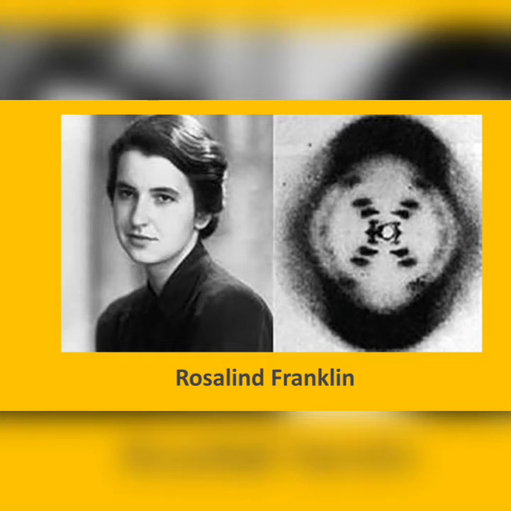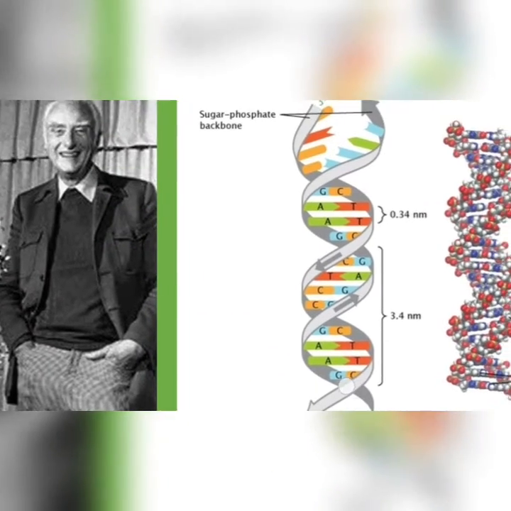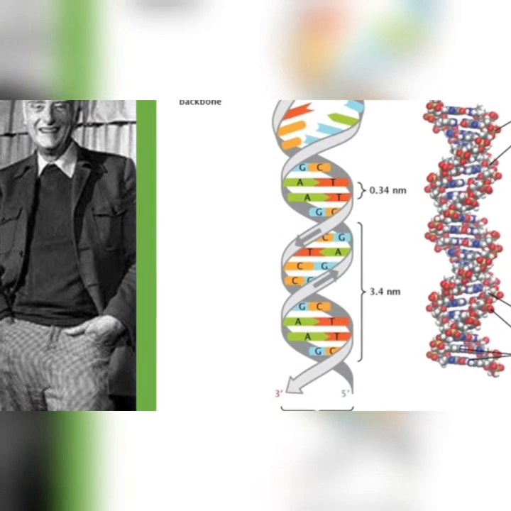Rosalind Franklin was a chemist, and she studied the structure of DNA. She discovered that the DNA molecule is double helix in structure, and after her discovery, later on, the two most important scientists who proposed the structure and model of DNA were Watson and Crick. Watson was an American biologist, and Francis Crick was an English physicist, and they discovered the DNA structure. This is the DNA model proposed by Watson and Crick.